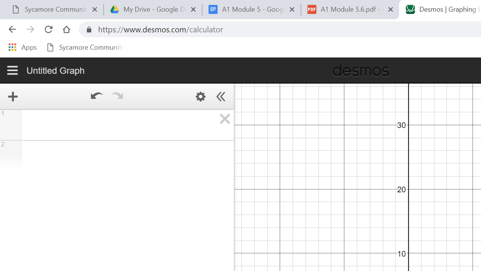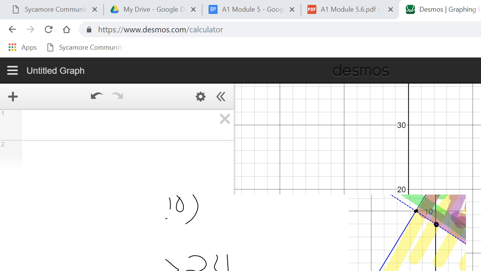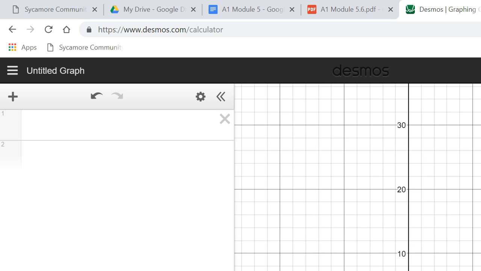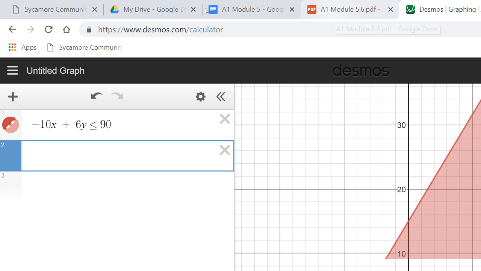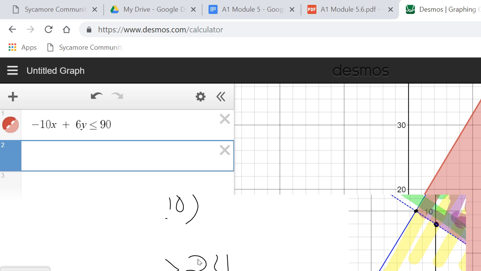So I'm going to go to Desmos graphing, and I'm just going to click graph. I'm going to toggle back and forth here. My equation is negative 10x plus 6y is less than or equal to 90. So just click here. Negative 10x plus 6y is less than or equal to 90. Notice that it graphed it for us immediately. We'll take a look at that in a second. Let's go back to here.